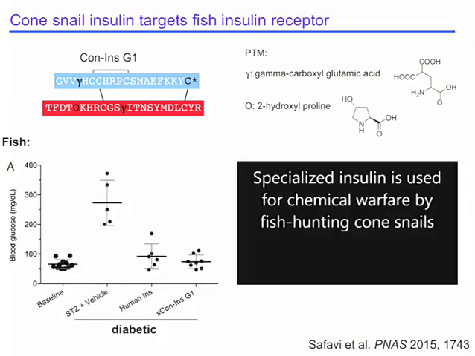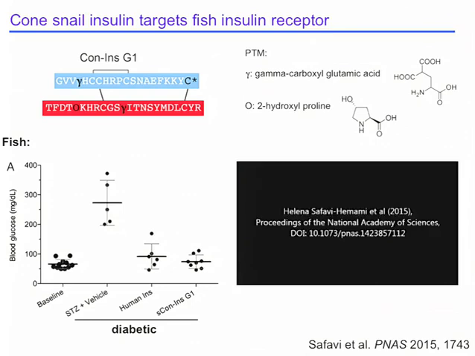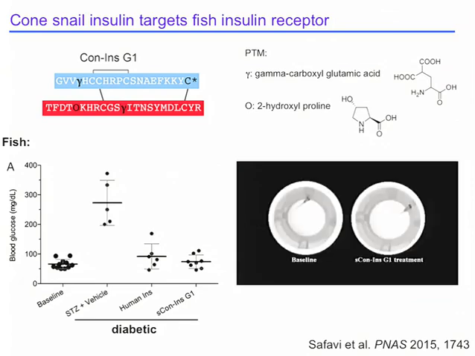They do the study to see whether it's useful or not. This is the insulin that the fish was killed by snails with. They have zebrafish, and inject STZ into the zebrafish to induce diabetes. You can see that these diabetic fish have higher glucose levels. Then when you inject either human insulin, which has some activity, or this selenium form of the snail venom insulin, you can see the blood sugar level go down. And here you can see this is the baseline.